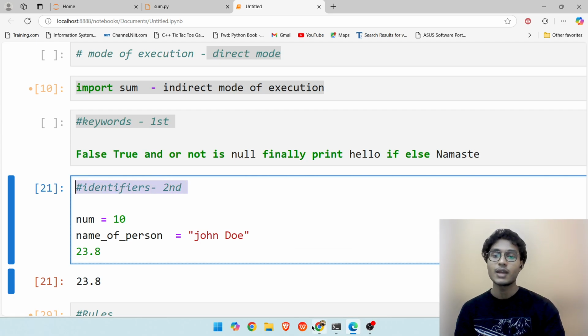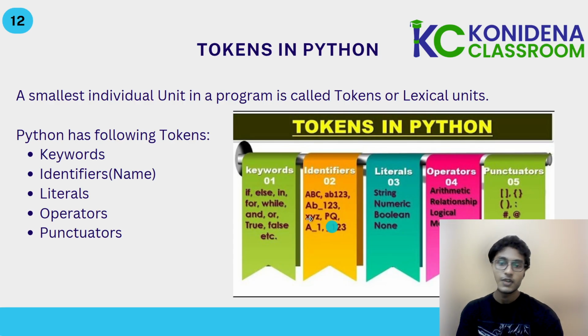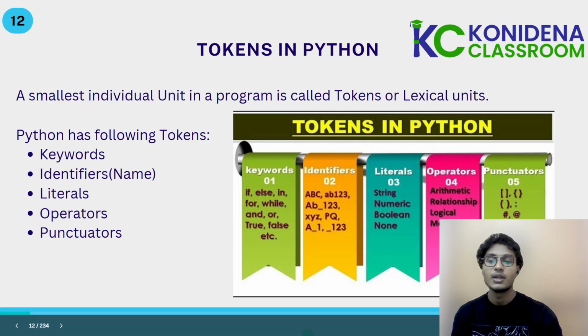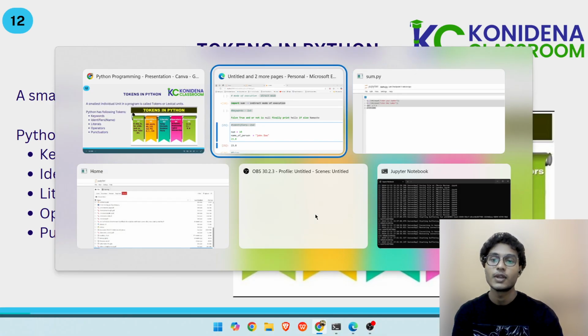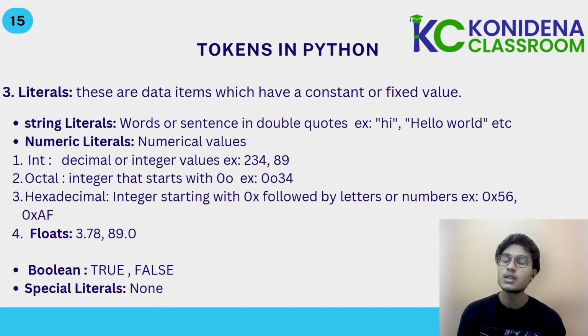So it's time to learn the third type of tokens. And by the look of it, you should guess what it is. The first type is keywords, the second is identifiers, the third is literals. So what are literals? Let's see. Literals are of different kinds.